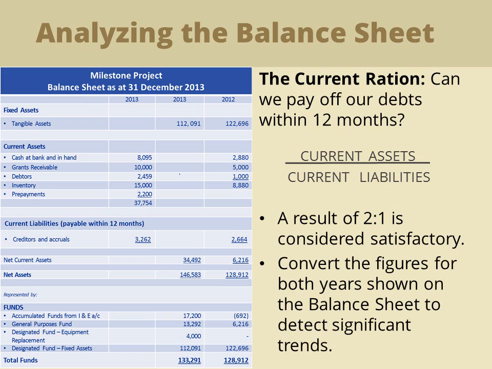The current ratio asks the question, can we pay off our debts within 12 months? It divides total current assets by total current liabilities to find a further test of an organization's longer-term liquidity. A result of 2:1 is considered satisfactory. Again, convert the figures for both years shown on the balance sheet to detect significant trends.